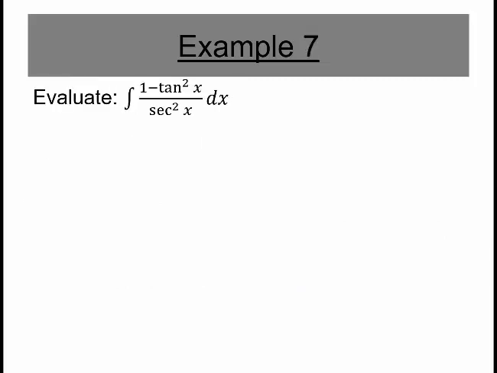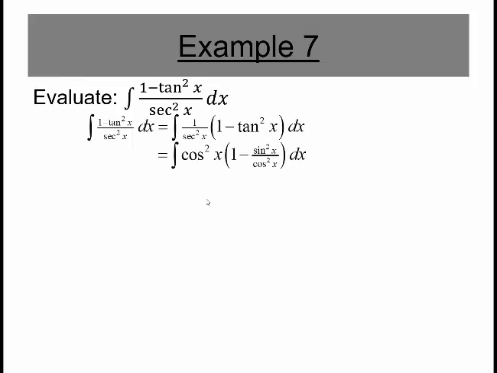So let's integrate 1 minus tangent squared x divided by secant squared x dx. All right, here's how I would tackle this problem. The first thing I would do is bring outside the parentheses 1 divided by secant squared x, because that's the thing that's making it difficult. Well, what does 1 divided by secant squared x become? Well, that's just cosine squared x.